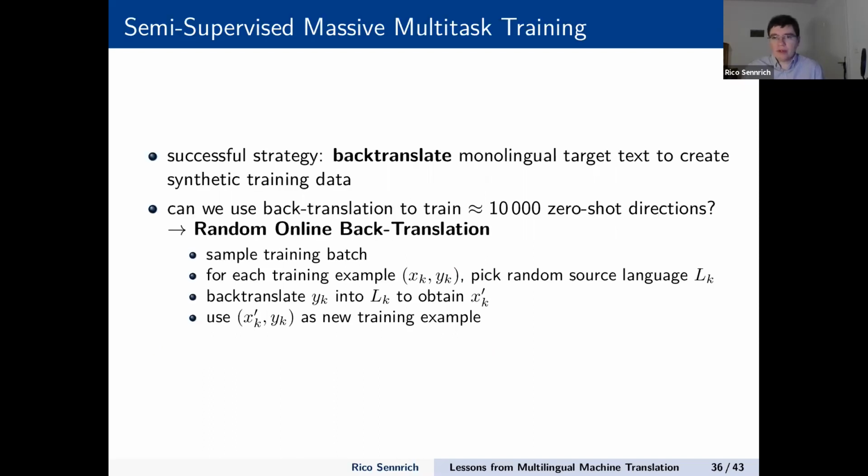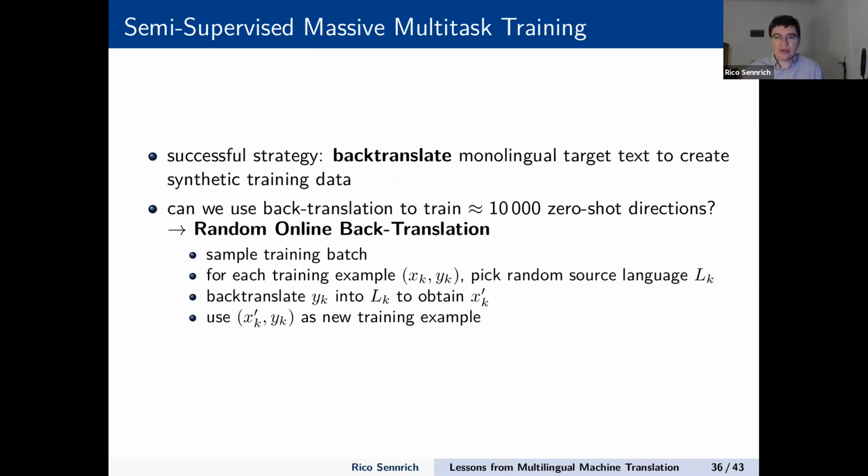Now, as I said before, we wanted to look at synthetic training data, looking at semi-supervised learning with back translation, and looking at whether this can really scale to like 10,000 translation directions. Just because we didn't know how much we would need to produce there, it would be wasteful to translate all your training data into 10,000 translation directions. So we try to do this online during training.